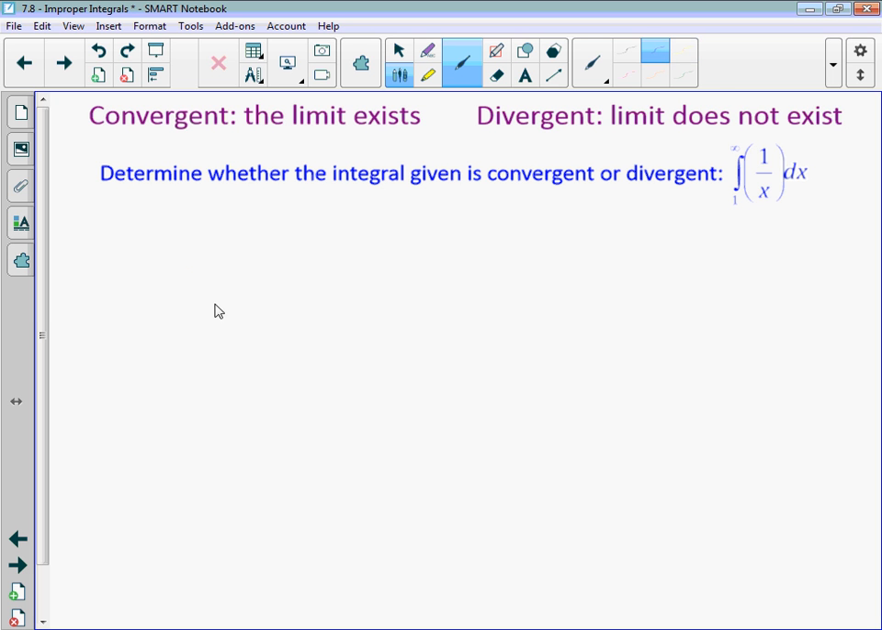So let's do this problem. Determine whether the integral given is convergent or divergent. So we're going to replace that infinity with a t, and then we're going to do the limit out front. So let's just start by writing the question. And especially in your notes, that way you do it when you get to your homework, write them out thoroughly here. And I'm just going to continue to use t, but if you have a favorite letter, you can use that.